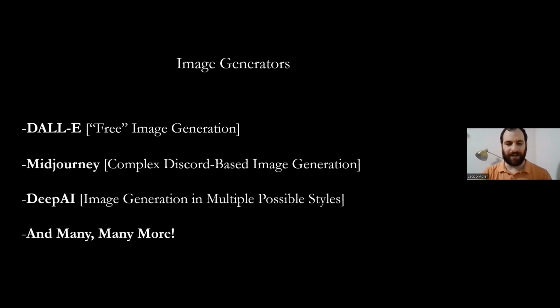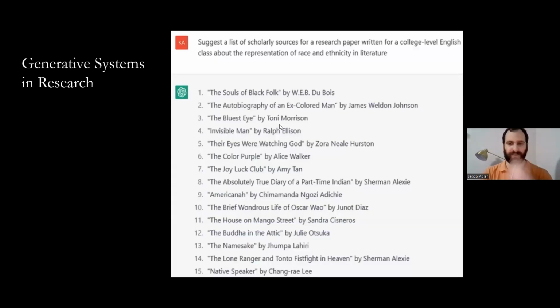Literally, I could go on all night about how many of these things there are, but I think it'd be more instructive to move on to some examples of their usage. This is one of my earlier experimentations with it. This was a test I did with ChatGPT, where I wanted it to give a list of scholarly sources for a research paper written for a college level English class about the representation of race and ethnicity in literature. So, what did it give me?